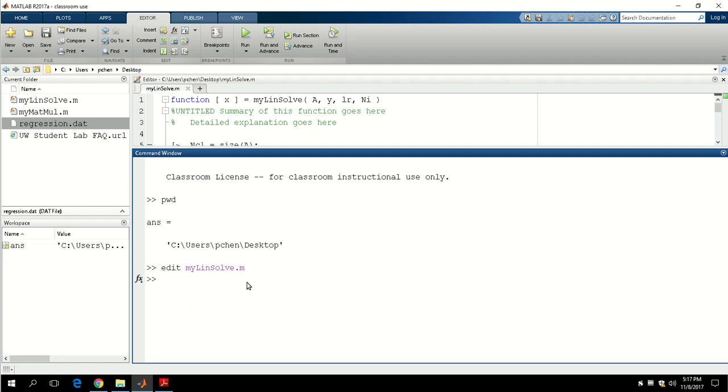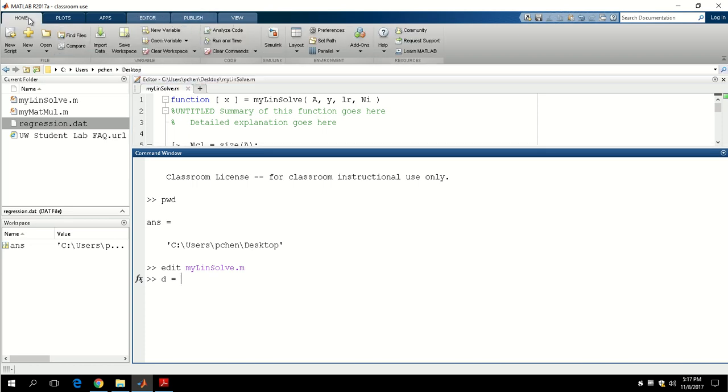Now let's try to load the data. We'll do this in the command window first, and then we will copy all those commands into a script later on. So let's do d equals. When we did the car examples, all the data were in the Microsoft Excel format, and we were using the Import Data button in the Home tab, the import wizard, to import those Excel files. But here, this data file is a lot simpler. It's not an Excel spreadsheet. It's basically just a text file.